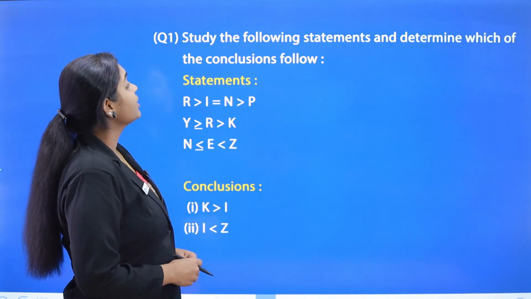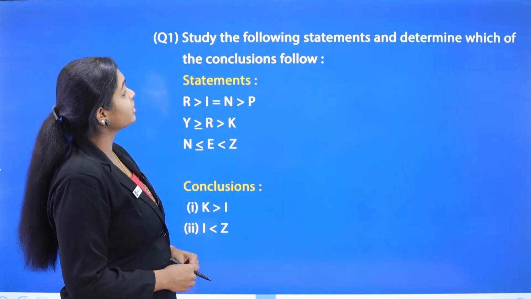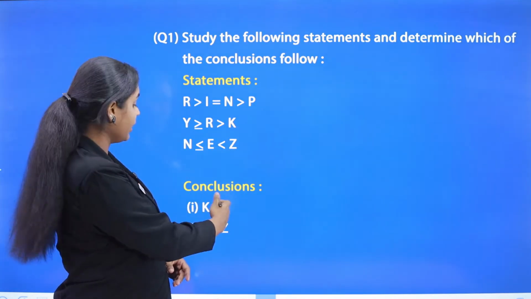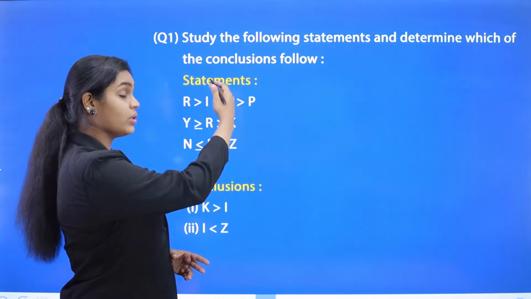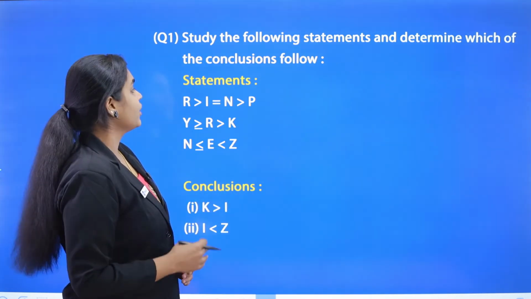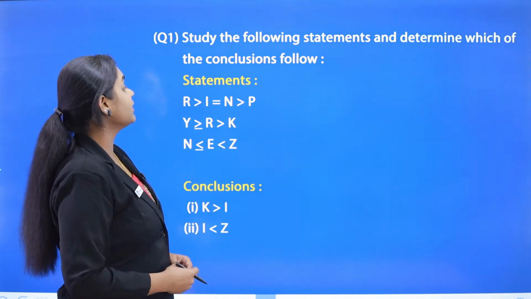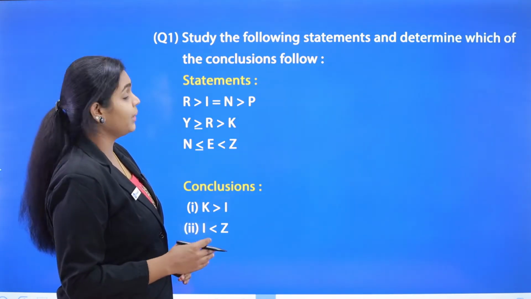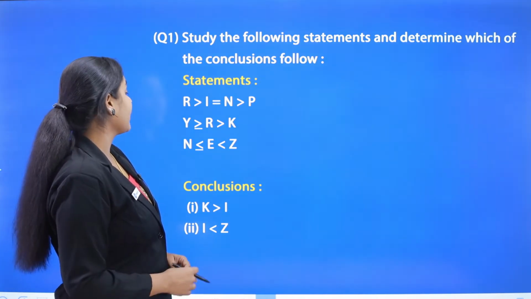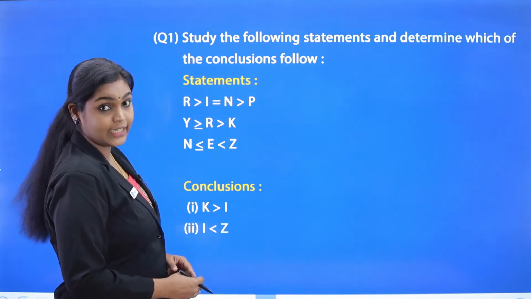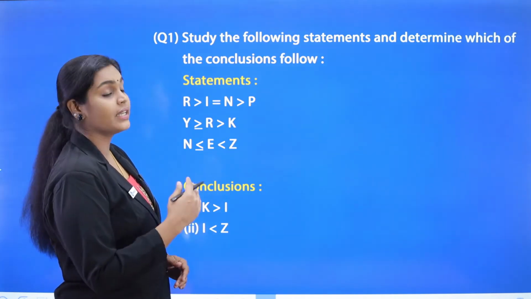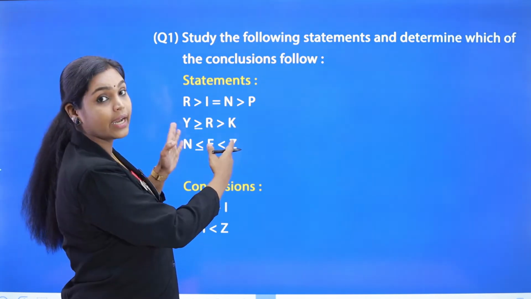Question number 1. Study the following statements and determine which of the conclusions follow. A set of statements and conclusions are given. Here we have to analyze the statements and determine which conclusion is correct. The statements are: r greater than or equal to n greater than p, y greater than or equal to r greater than k, n less than or equal to e less than z, and conclusion 1 is k greater than i. So check where k and i are coming here.